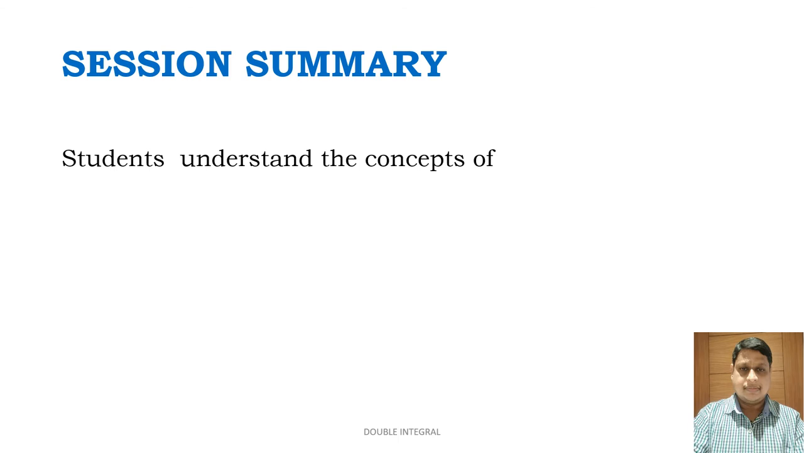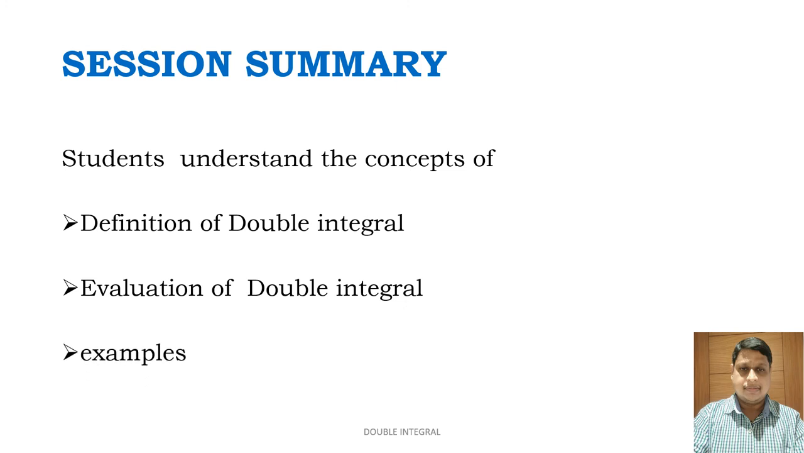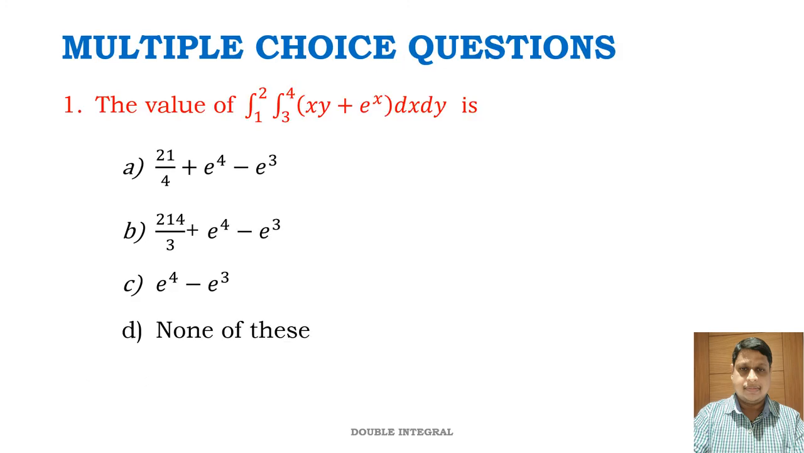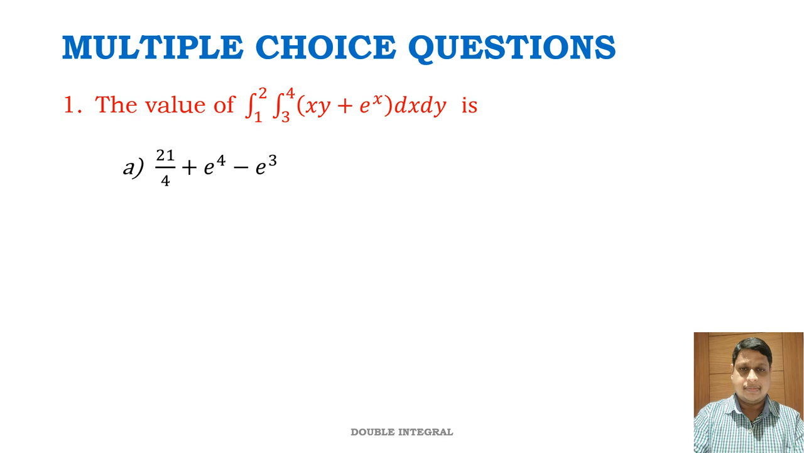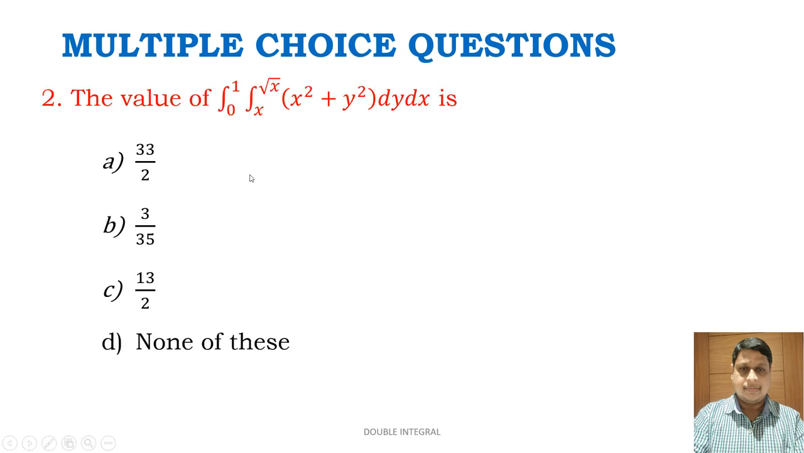Session summary: students understand the concepts of the definition of double integral, evaluation of double integral, examples, and multiple choice questions. The value of the double integral 1 to 2, 3 to 4, xy plus e power x into dx into dy, with four options. The correct answer is option A, 21 by 4 plus e power 4 minus e cube.